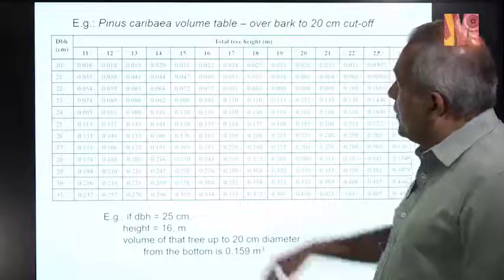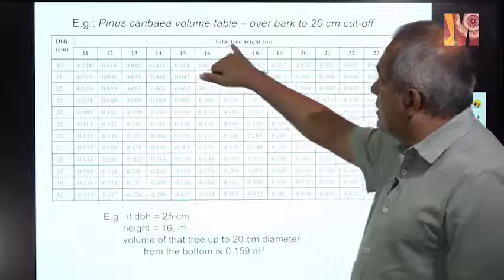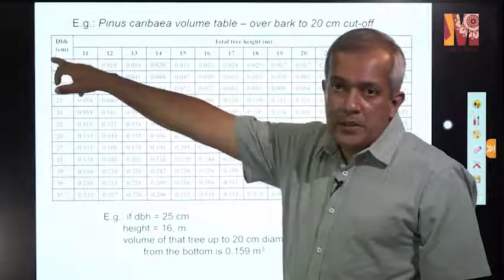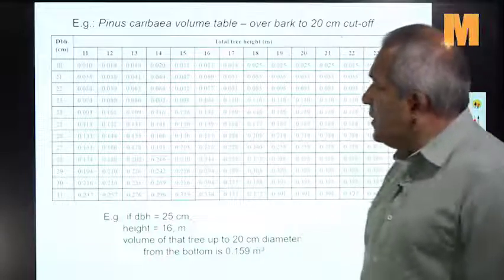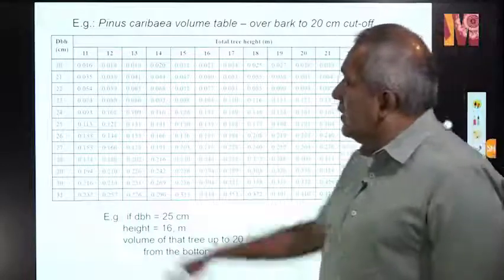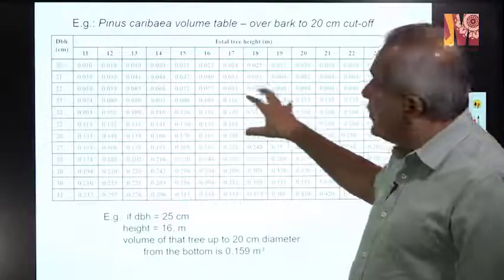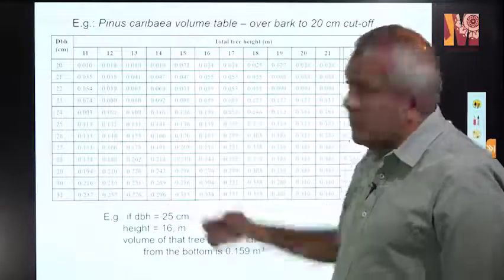Now, it has again two parameters. You have to measure the total height, and you have to measure the diameter at breast height, DBH. Now, the assumption is very simple. For trees of the same DBH, you have different heights. For trees of the same height, you have different DBH.